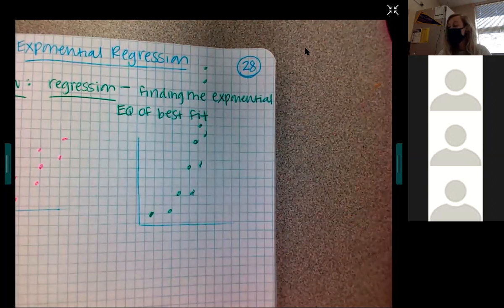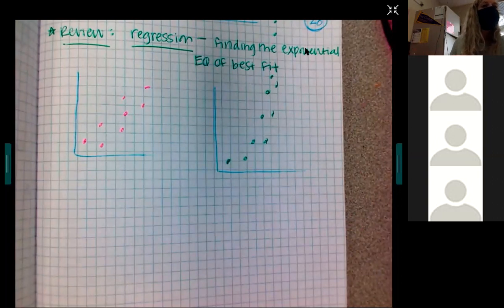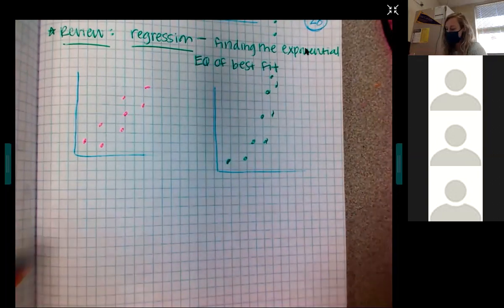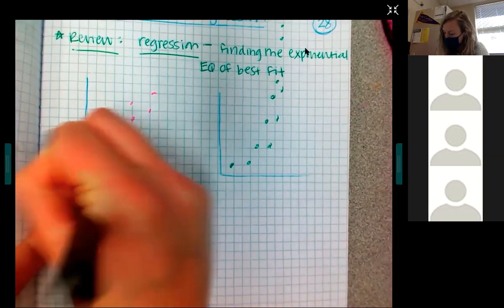So your steps for exponential regression are really basically the same as linear. Just one thing is going to change. Where is my black marker? There it is. So let's write our steps. And then we're going to do a couple of examples, and then I'm going to let y'all scoot.